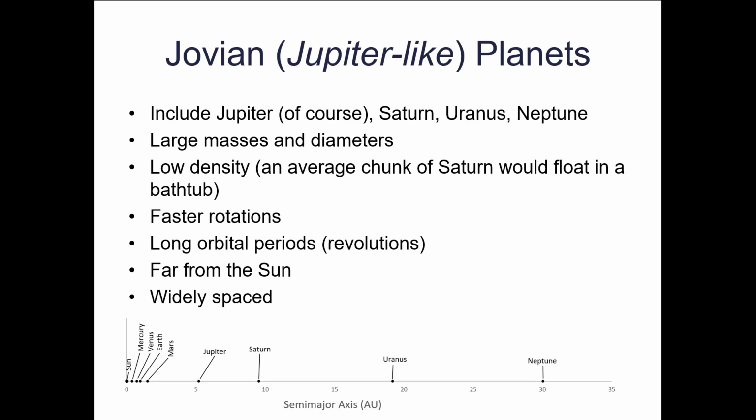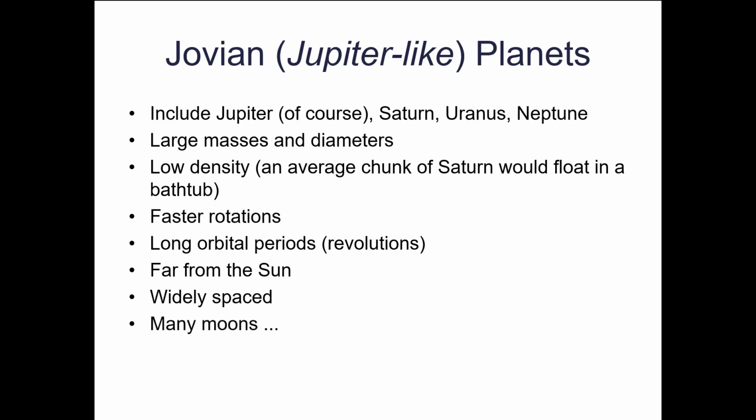So those Jovian planets are very far apart compared to the terrestrial planets, which on a human scale are actually fairly far apart. The Jovian planets have many moons, and they have rings. Jupiter now has 80 known moons, and Saturn has 83, and each of the Jovian planets has rings as well, although Saturn's are the only ones that are easily visible from Earth.